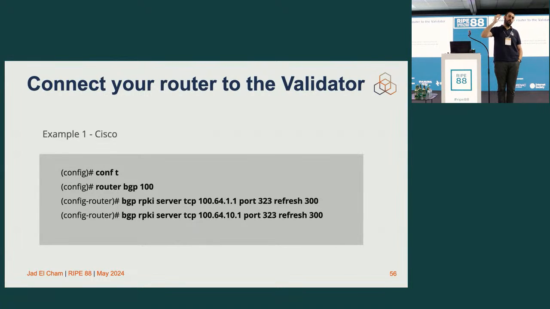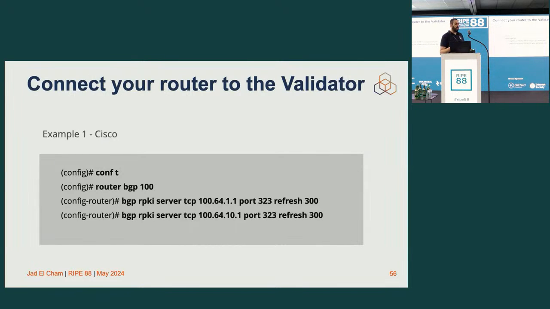And in fact, the validator doesn't push. The validator waits for a router to connect to it and starts pulling the validated cache. So I'll give you two examples, one that we did over the Cisco IOS platform and the other one through FRR, and we'll do that in a live fashion.